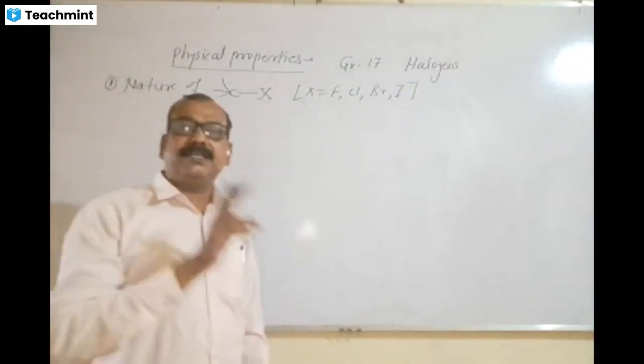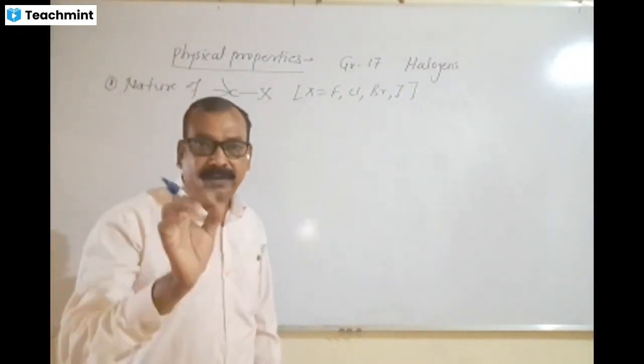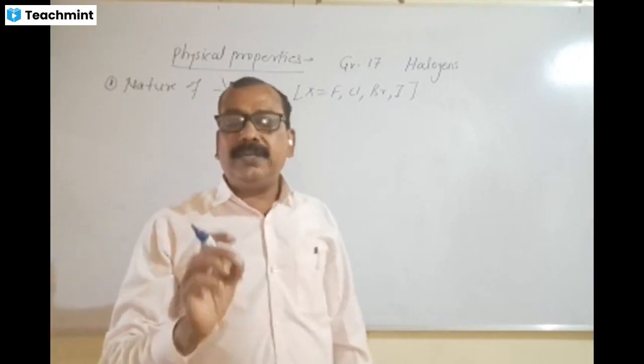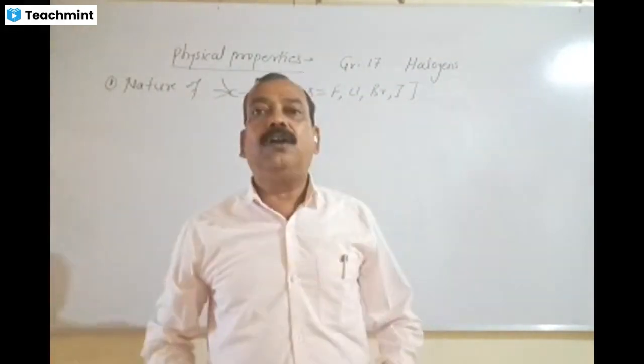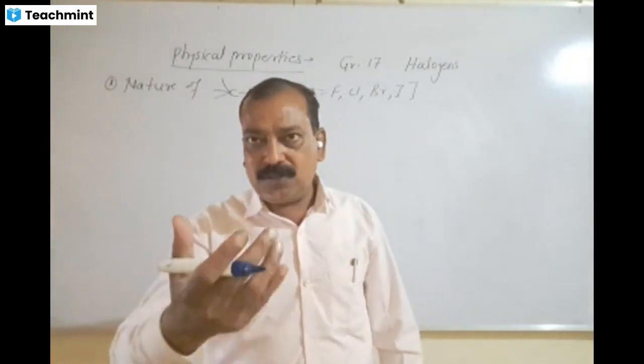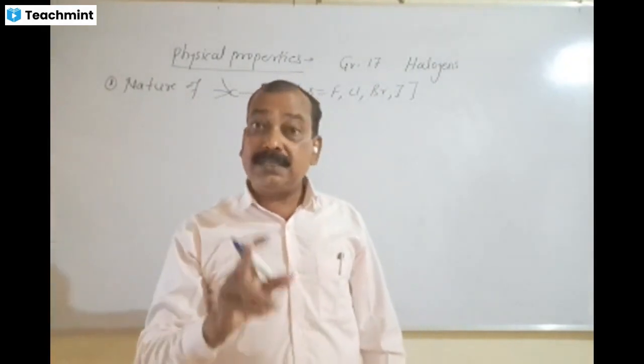All these halogen atoms are more electronegative. Electronegativity is nothing but the tendency of an atom of an element to attract electrons towards itself.